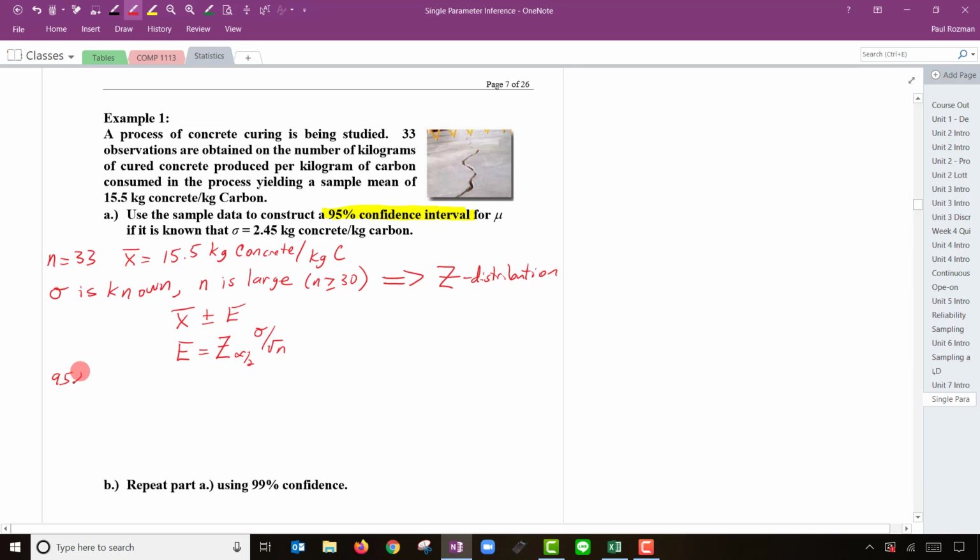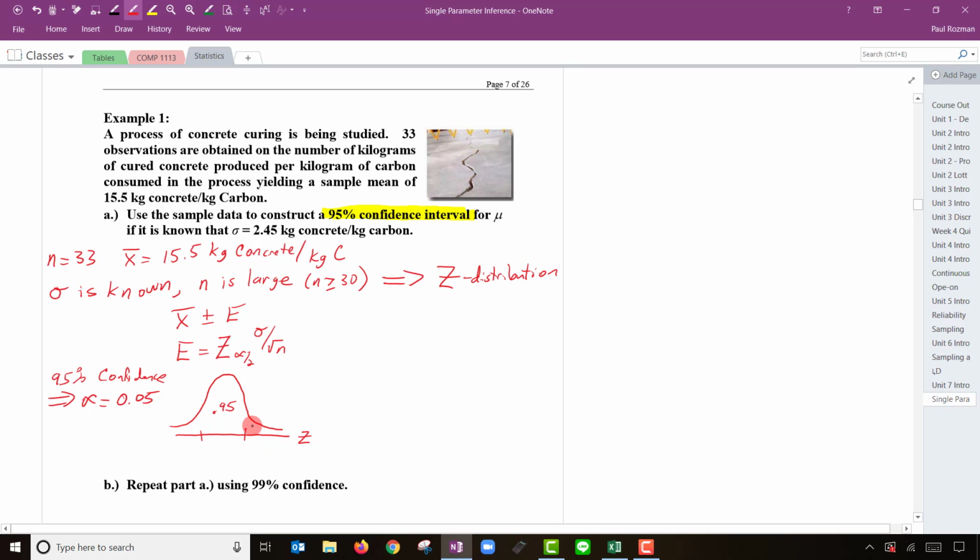So 95% confidence tells me that alpha is 0.05. That's the significance level. 5% of these scores are significantly weird. If we were to try to figure out what the z-score was, just draw the z distribution. It depends solely on whatever alpha is. We know that the answer is around 2. In fact, it is 1.96.